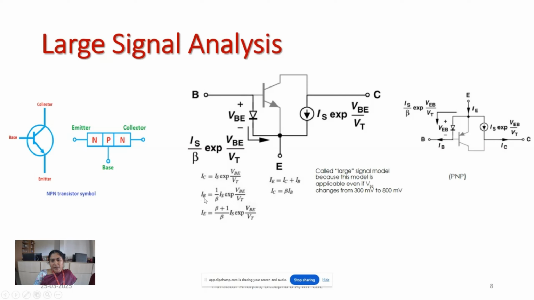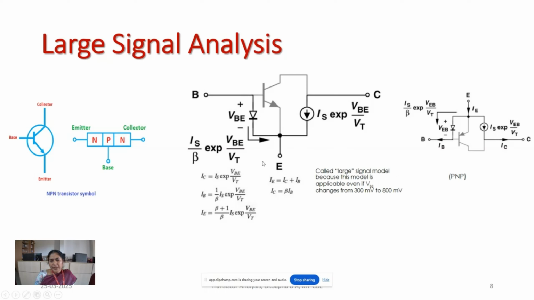So IB will be equal to IC divided by beta. IC is the expression of IS into exponential VB by VT. So IB will be equal to 1 by beta into IS exponential of VB by VT. Similarly, IE, that is your emitter current, can also be obtained using the same relations. That is, IE will be equal to (1 plus beta) divided by beta, IS into e power VB by VT. These are the basic equations which relate the input to output currents.